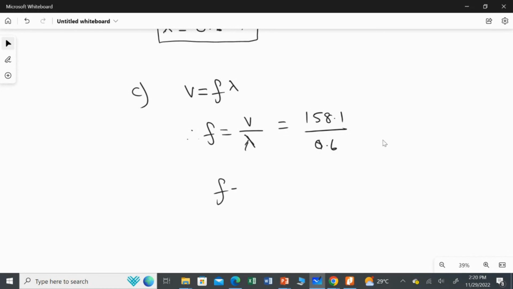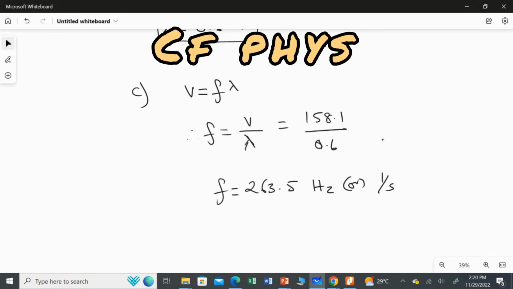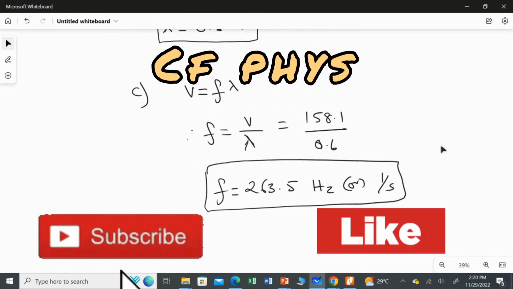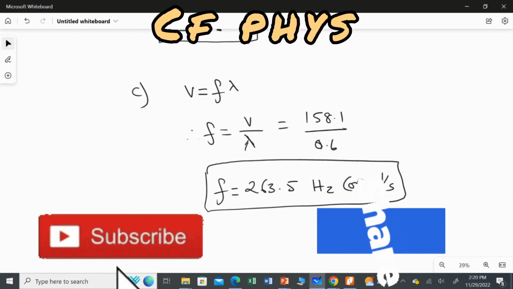So let's see the answer for the frequency. Frequency equals 158.1 over 0.6, which is 263.5. The unit is hertz, or 1 over second. So this is the answer for the third part. Clear? That's it. Thank you.